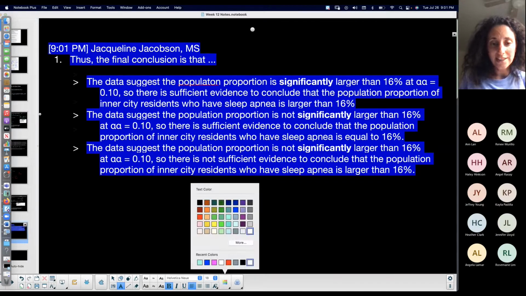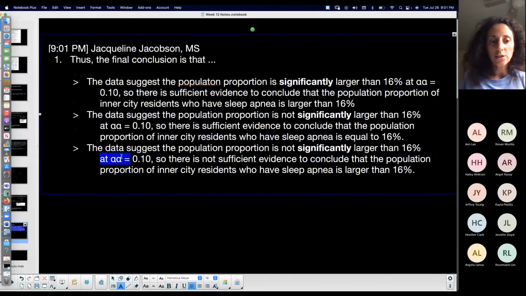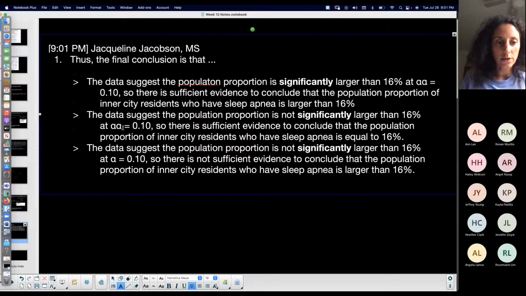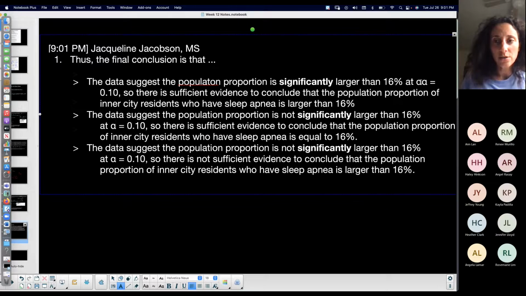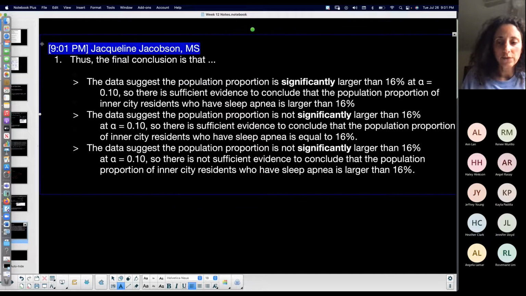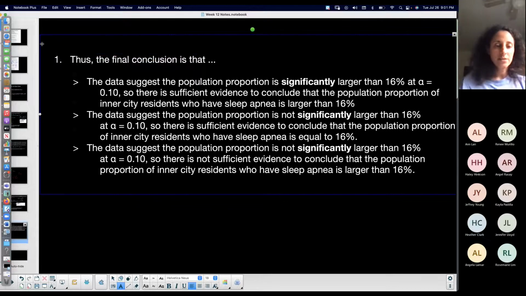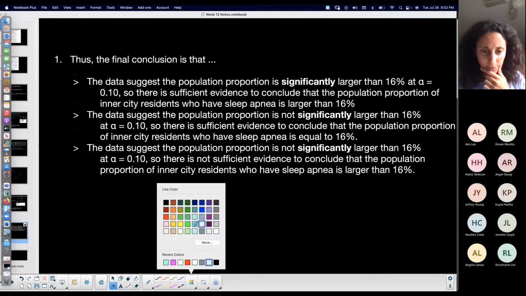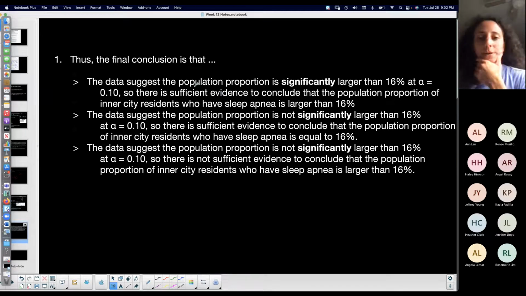So together, we're going to determine which one is the correct one. This is what you guys are doing, right? This is multiple choice. This is not number one, but it's where the final conclusion is that blah. Which one is it? So let's see. The data suggests that, okay, the population proportion is significantly larger.